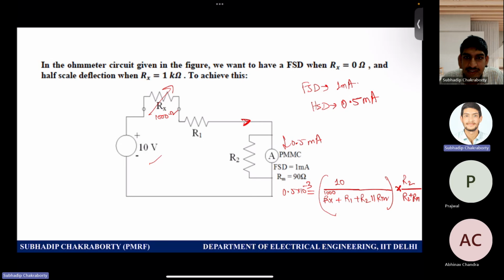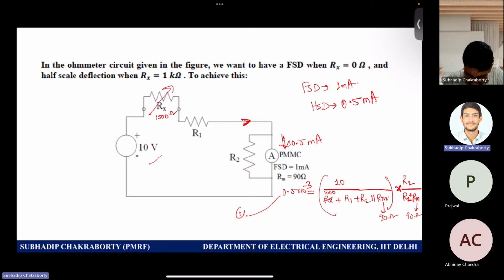So for Rx is 1000, you are getting the half scale deflection. So 10 by total circuit resistance, and then you get the current, and that times the other branch resistance to get this branch current as the half scale deflection current. And Rm value is given to be 90 ohms. R2 value you don't know, R1 value you don't know, but Rm value you know as 90 ohms. So this is one equation where you have two variables, R1 and R2, because Rm is known.